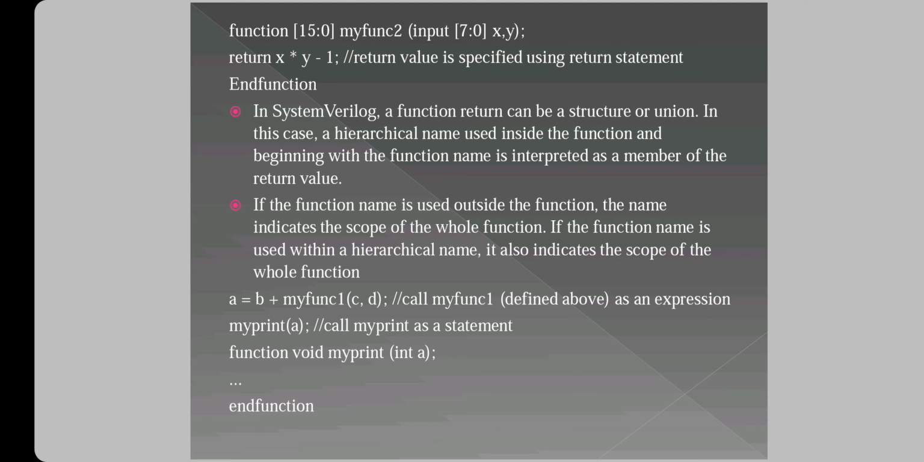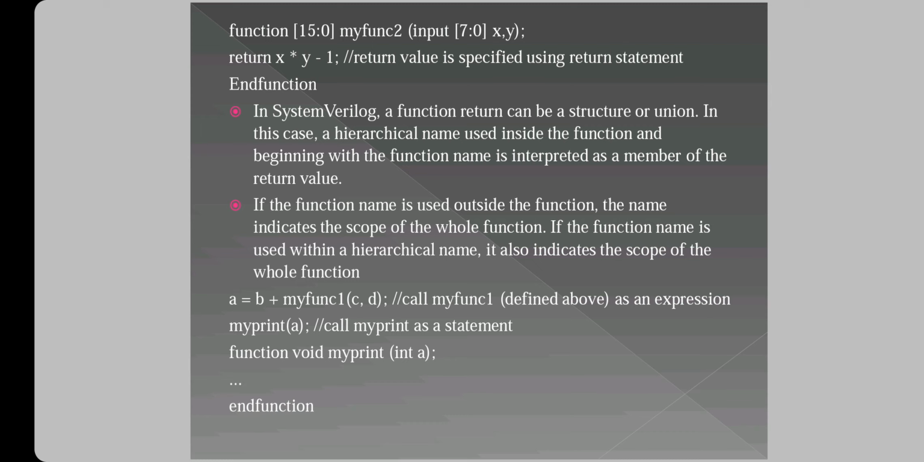In SystemVerilog, a function return can be a structure or union as well. In this case, a hierarchical name used inside the function and beginning with the function name is interpreted as a member of the return value. If the function name is used outside the function, the name indicates the scope of the whole function. If the function name is used within a hierarchical name, it also indicates the scope of the whole function.